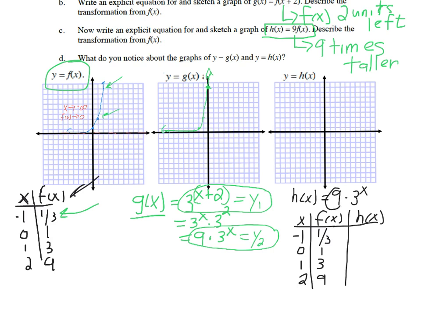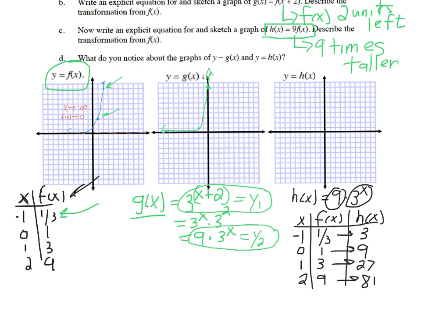H of x is 9 times whatever f of x was. So 1/3 times 9 is 3. 1 times 9 is 9. 3 times 9, 27. 9 times 9 is 81. Now let's graph those points.